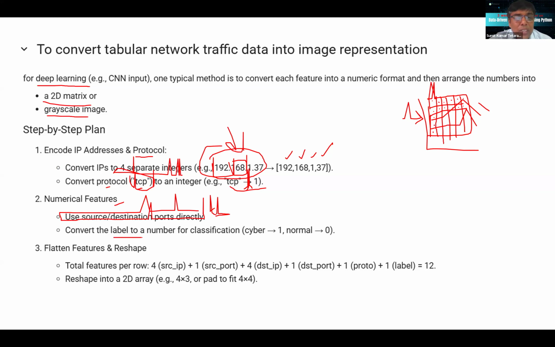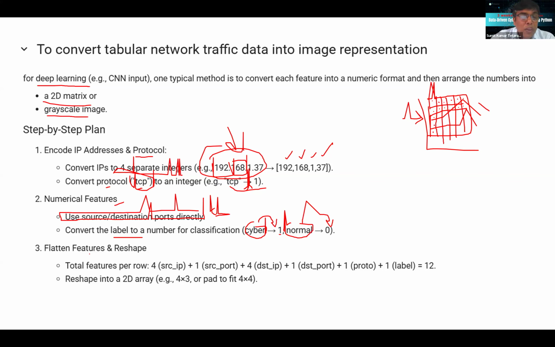And the label, we have label 0 or 1. If you have 0 or 1, then there is no need to convert. If you have cyber attack and normal text, then you have to convert them into 0 or 1. Like that. These things we have covered when I discussed data types, how you can convert different data types.